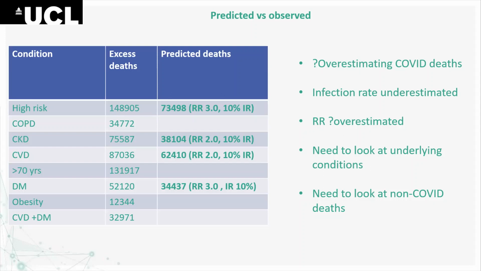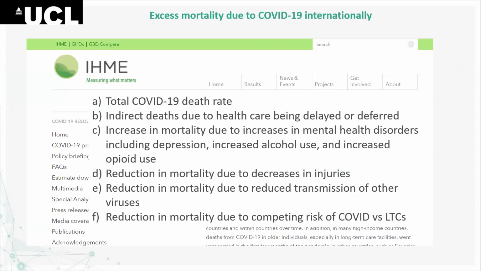We also need to check whether we have overestimated the relative impact because of the previous points. We need to look across underlying conditions, and we need to look at cause of death and non-COVID deaths. This is of interest to lots of other groups, and others are working much more on this.